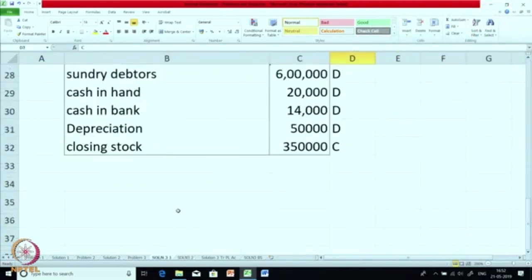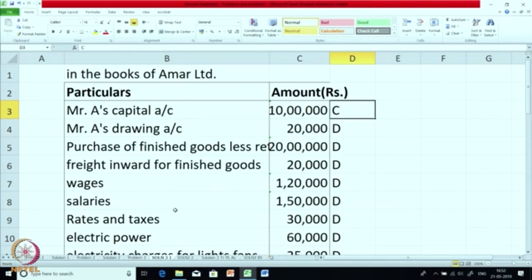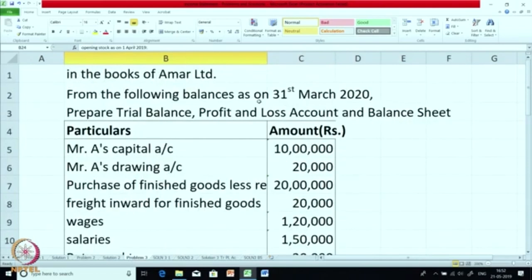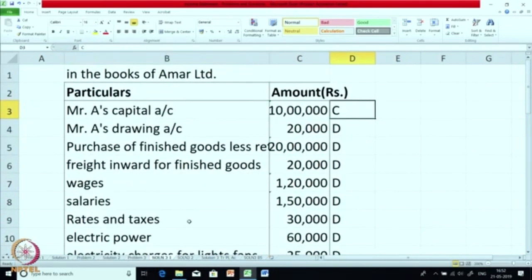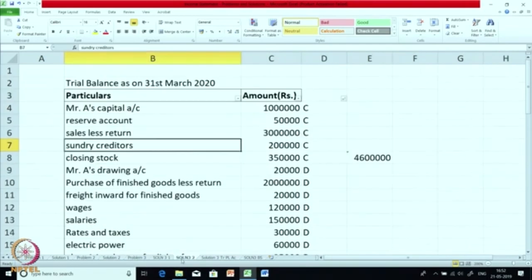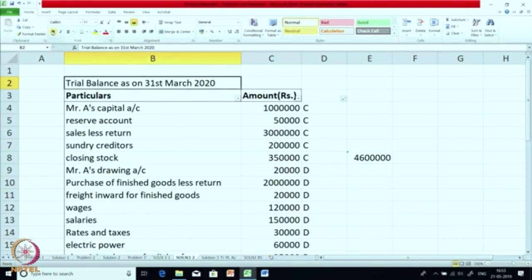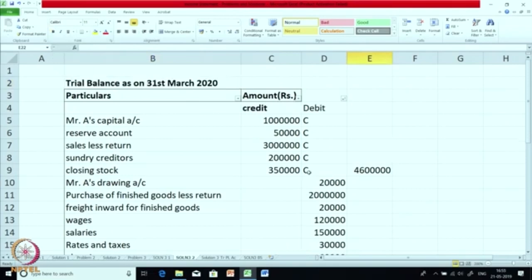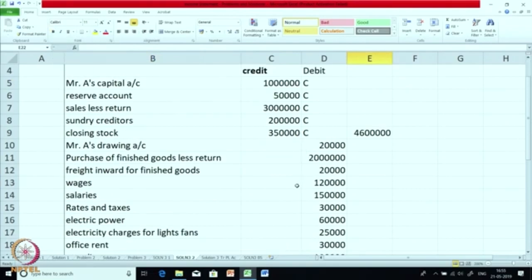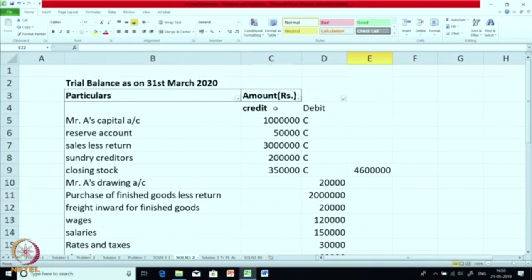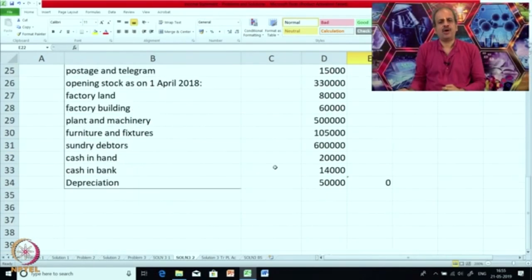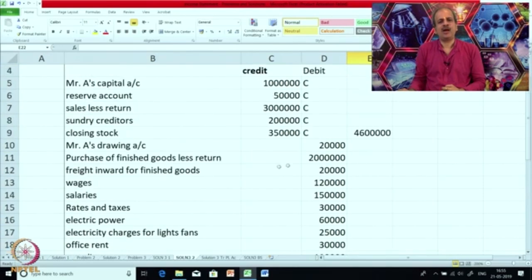We were given a list of balances as on 31st March 2020. Then we marked these items as C and D, and now we are going to make a trial balance as on 31st March 2020. All the items which were marked as C we have kept under the column C, and all items which are marked as D have been kept in the column D.